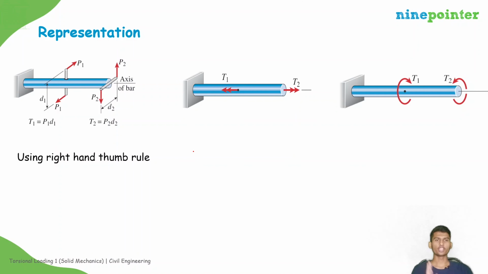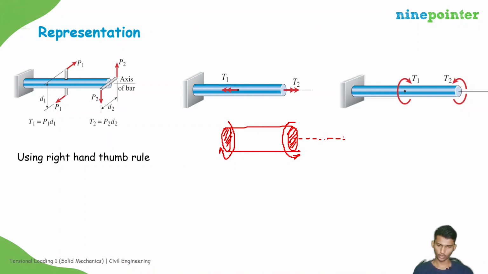Now first, what is torsional load? Torsional loading is, if we take a member, take the cross section of the member, the principal plane of the member, and apply an equal and opposite moment about the longitudinal axis, then that type of moment is known as twisting moment or torsional moment, and that load is known as torsional loading. So this is the longitudinal axis, right?